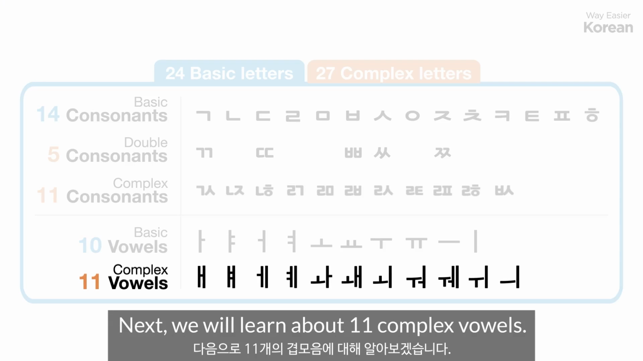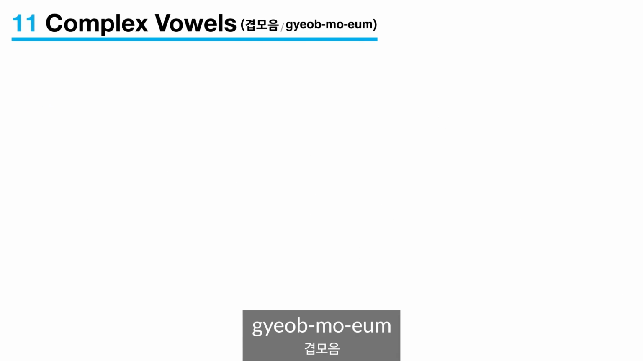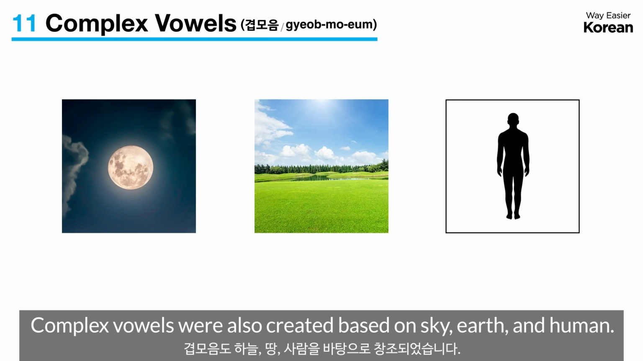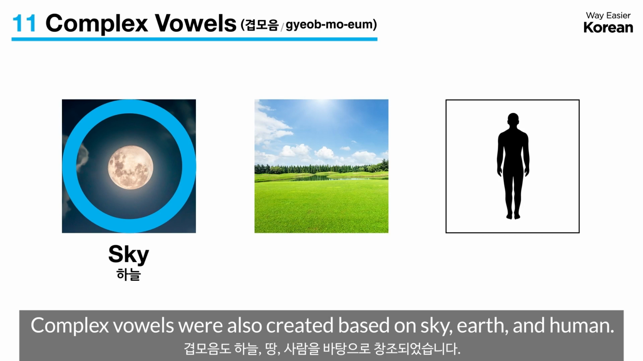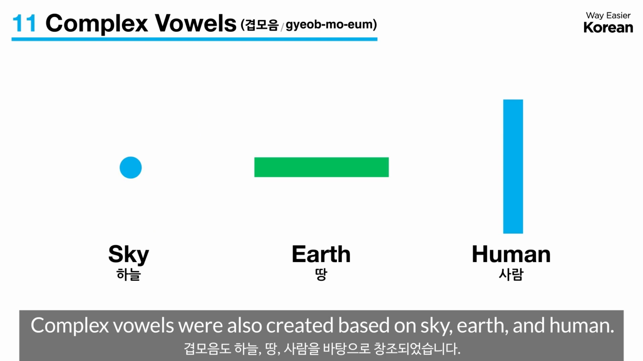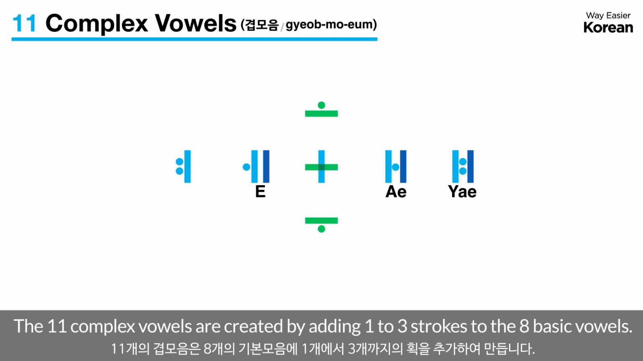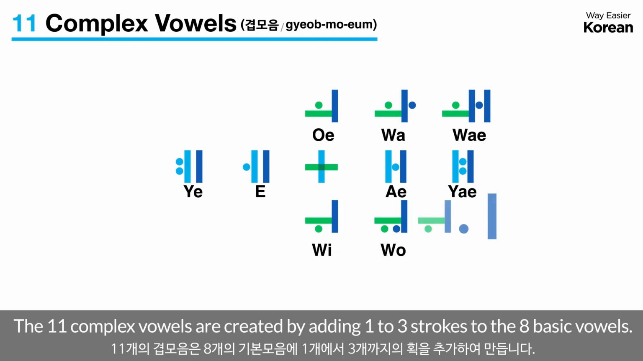Next, we will learn about 11 complex vowels. 11 complex vowels. 견모음, Complex vowels were also created based on sky, earth, and human. The 11 complex vowels are created by adding 1 to 3 strokes to the basic vowels.